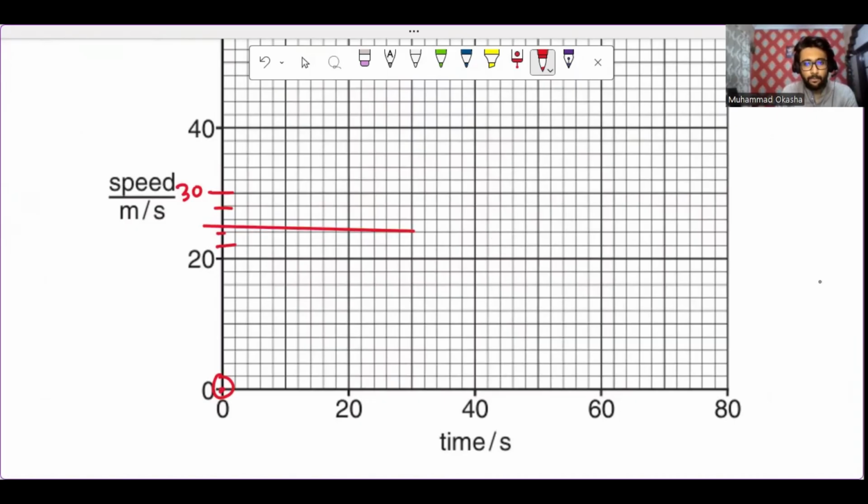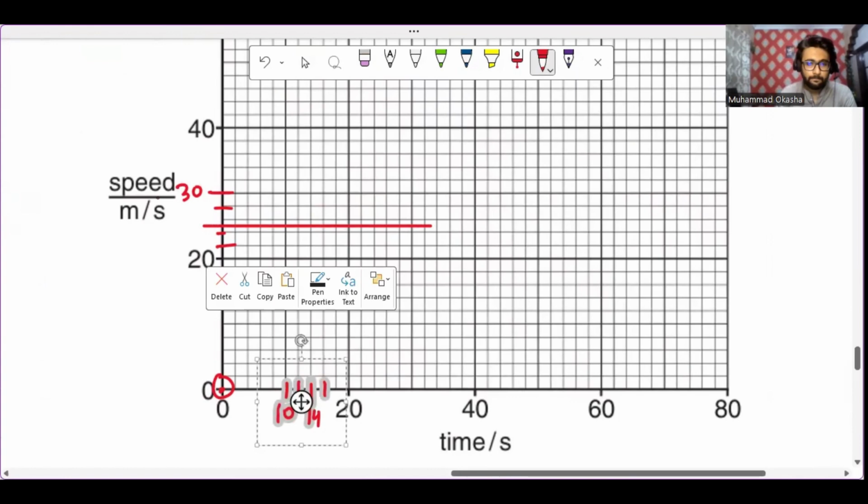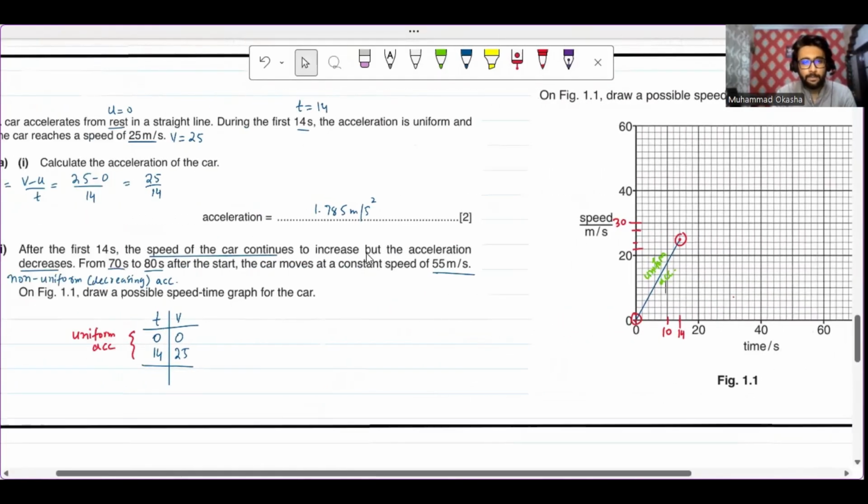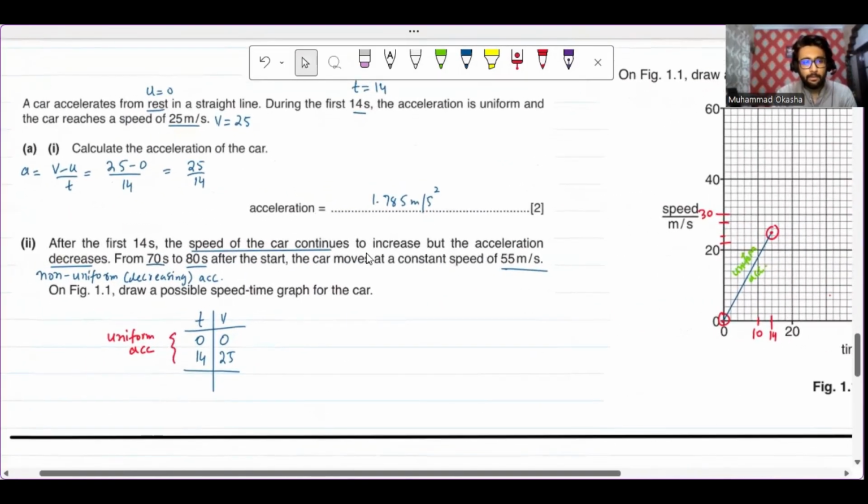And the time is 14, right? So this is 10, 12, 14, 16, 18, 20. So this is time 14, which means I am going to mark my point over here. Okay, and I will draw a straight line between these 2 points because the acceleration is uniform. This is the region that has uniform acceleration.